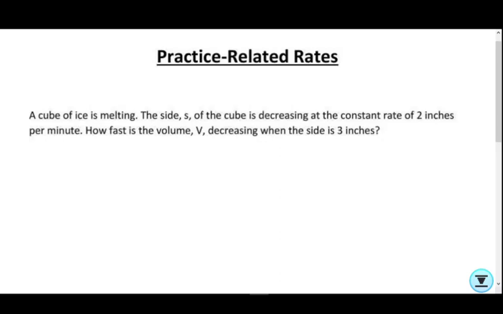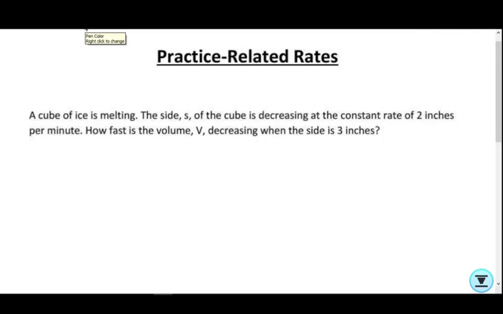Okay, so related rates. Basically, related rates are nothing more than applications of implicit differentiation. Most of them are going to be some type of word problem. So the first and foremost thing you have to do is start by reading all of the problem.